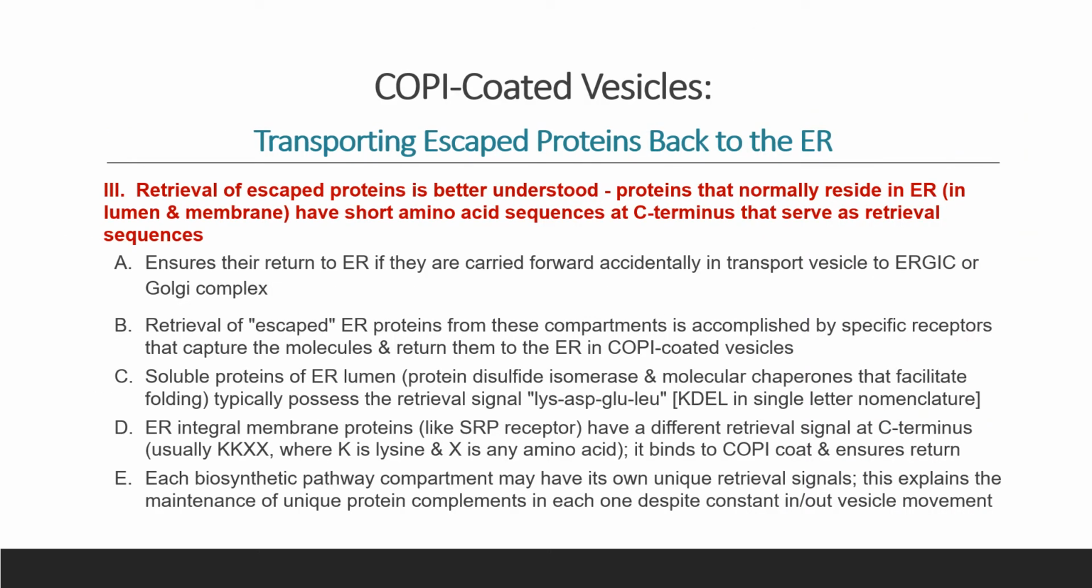So retrieval of escaped proteins is better understood compared to the retaining of these resident molecules or proteins. And proteins that normally reside in the ER have short amino acid sequences at the C terminus that serve as retrieval sequences. So it ensures the return to the ER if they are carried forward accidentally in transport vesicles to the ERGIC or the Golgi complex. So retrieval of escaped ER proteins from these compartments is accomplished by specific receptors that capture the molecules and return them to the ER in COP1 coated vesicles.